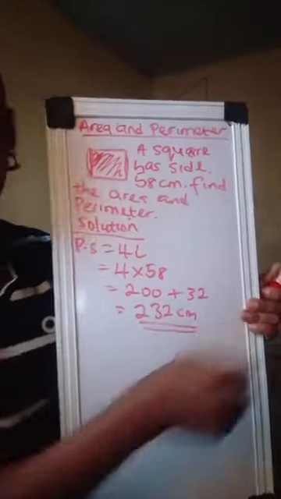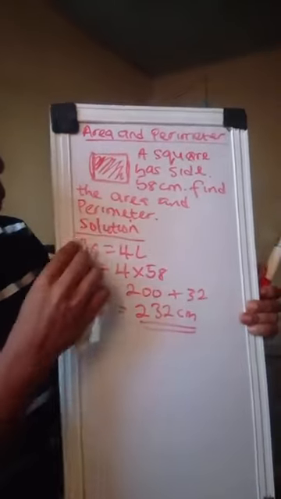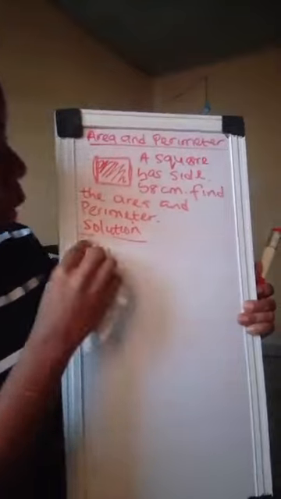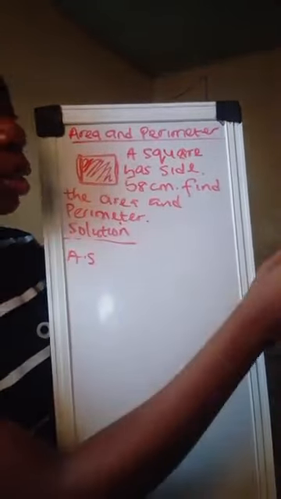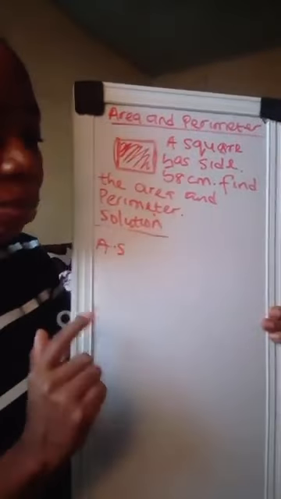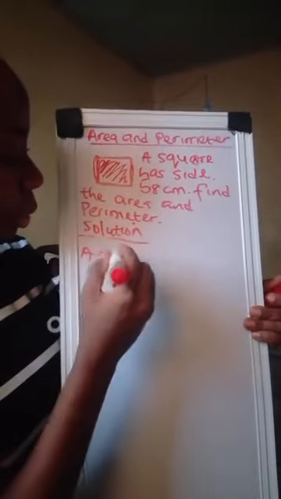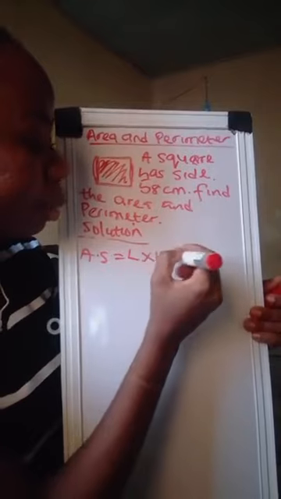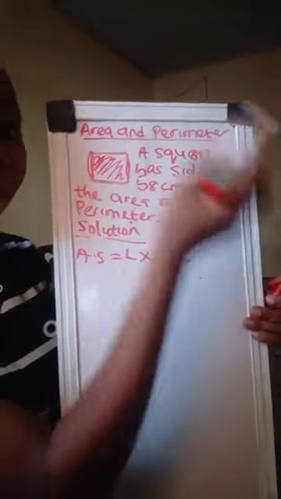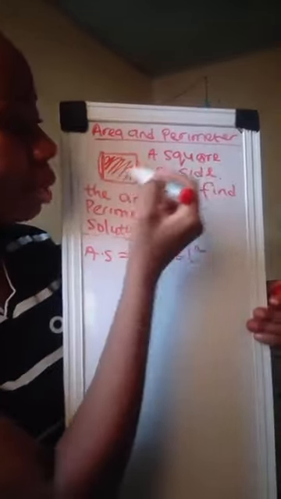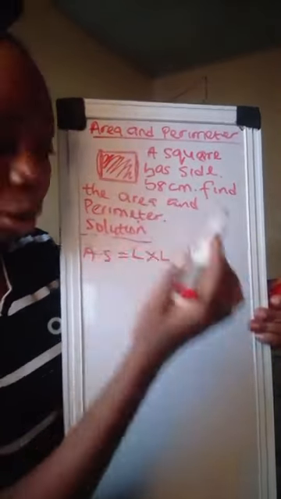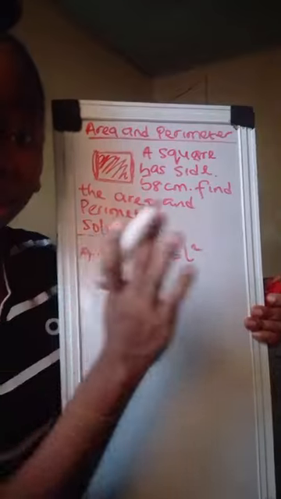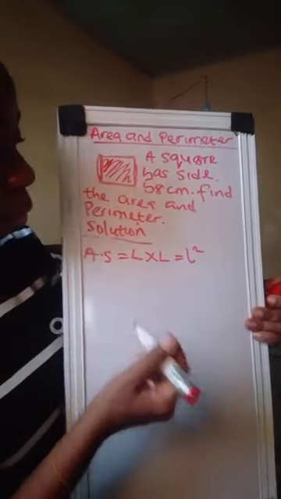Okay, so let's look at the area quickly. What is the formula for the area of a square? All the sides of a square are equal, remember? So the area of a square is length times length, which is L squared, since all the sides are equal. If it were a rectangle, we would have length times breadth. But since all the sides of a square are equal, the area is length times length. That's L squared.